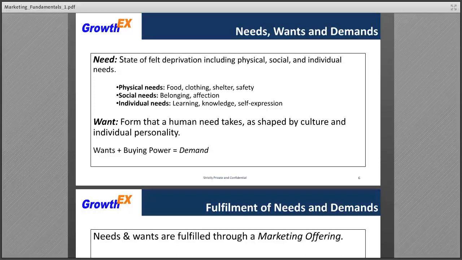For example, I can commute by walking. But if I go for a 5 crore car to commute 5 kilometers just to show off to people that I have that kind of purchasing power, that 5 crore car is not my need, it is my want.